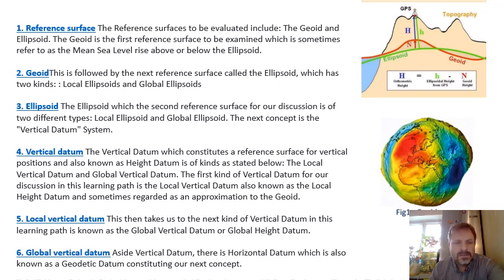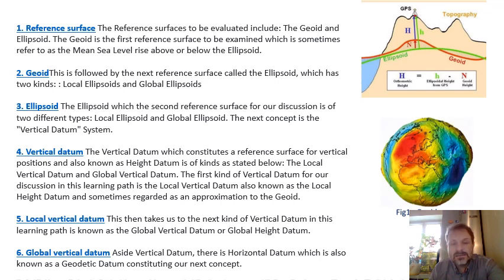We should speak about the vertical datum, which constitutes a reference surface for vertical positions and is also known as the height datum. It is of two kinds: the local vertical datum and the global vertical datum. The first kind for our discussion is the local vertical datum, also known as the local height datum, and sometimes regarded as an approximation to the geoid.